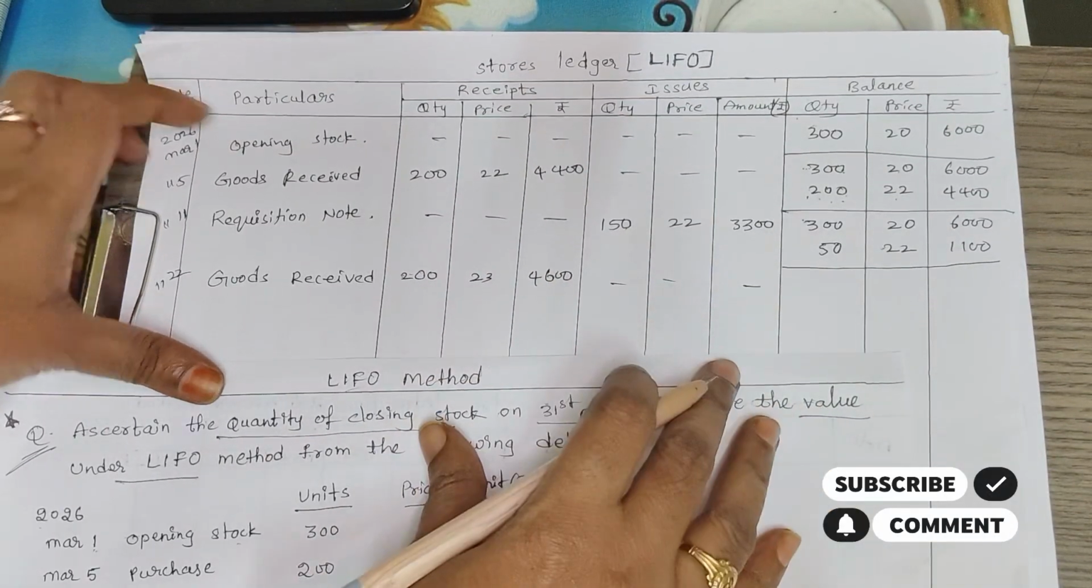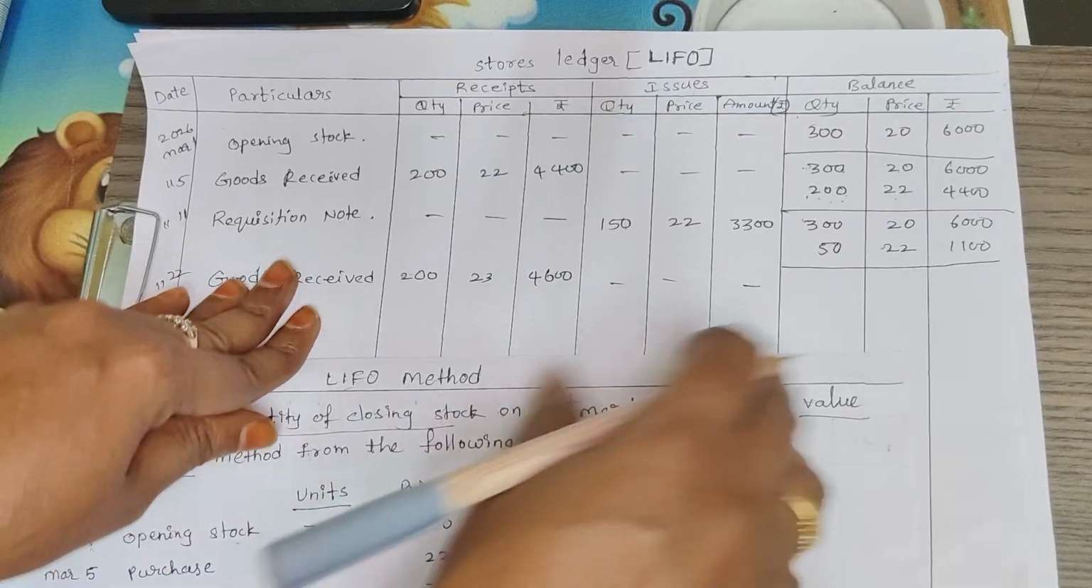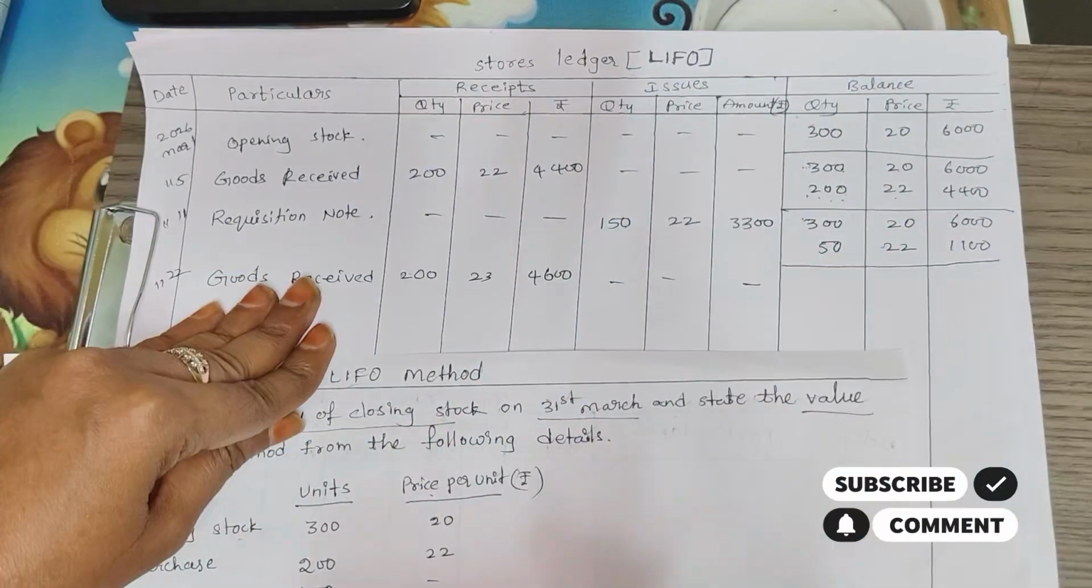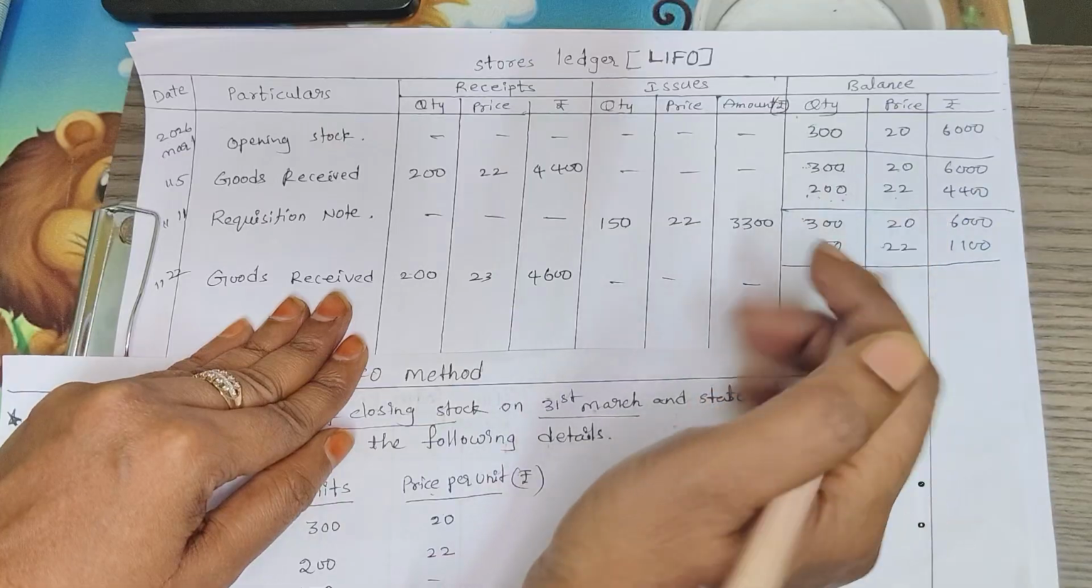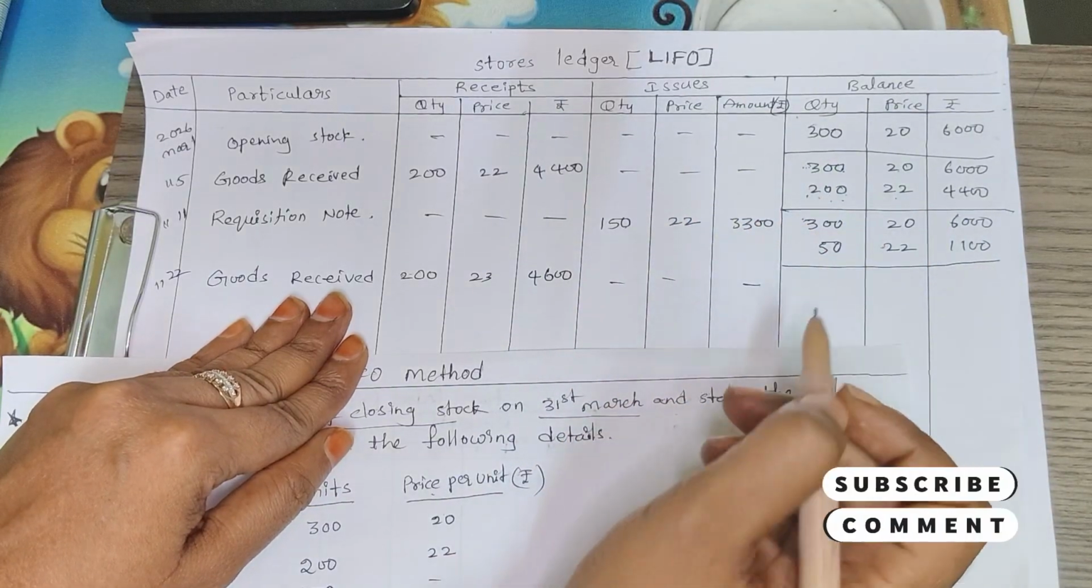Okay. And at the time of purchase, you need to show balance in our store. At the time of purchase, our store will increase. At the time of issue, our store will decrease.